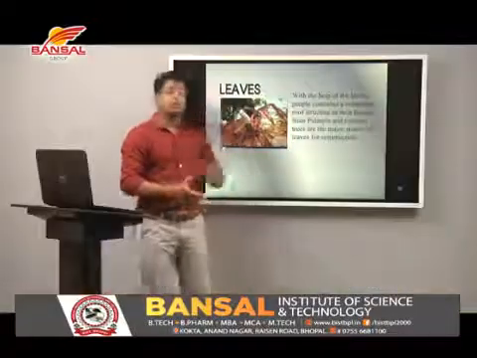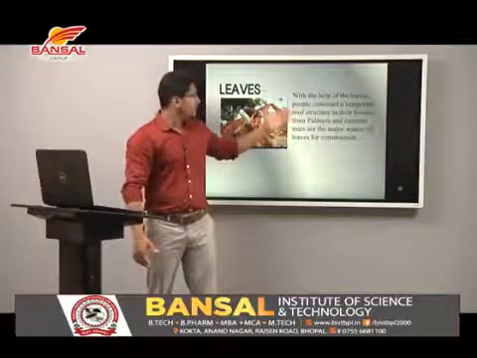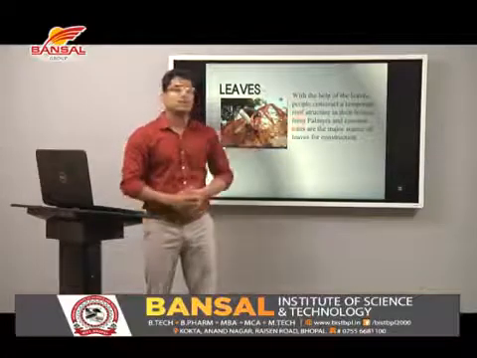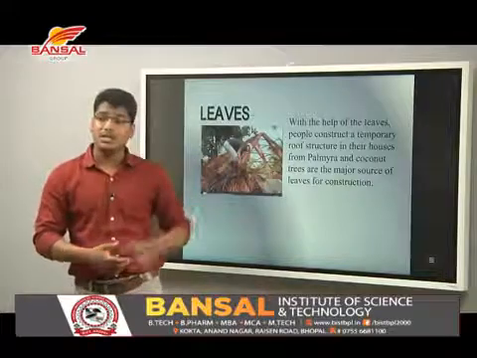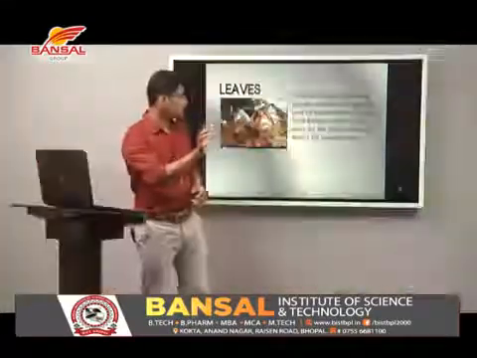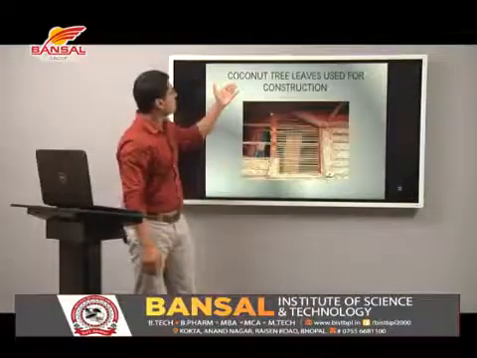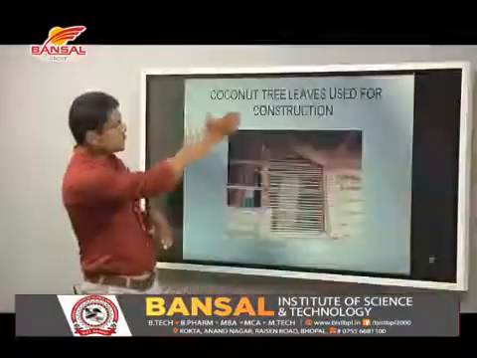Now, next is leaf. With the help of leaves, people construct temporary roof structures in their houses. Palmyra and coconut trees are the major sources of leaves for construction. Here are some pictures of coconut tree leaves used for constructions.